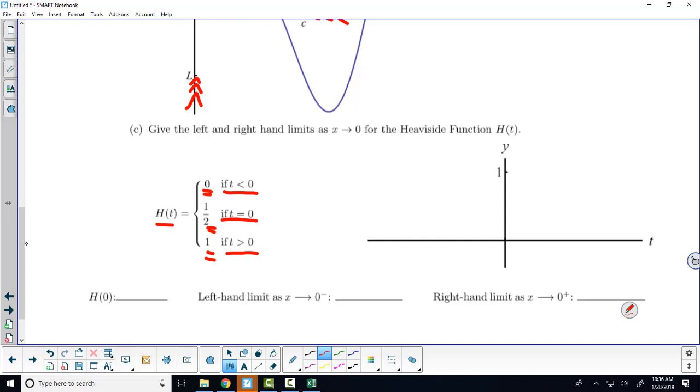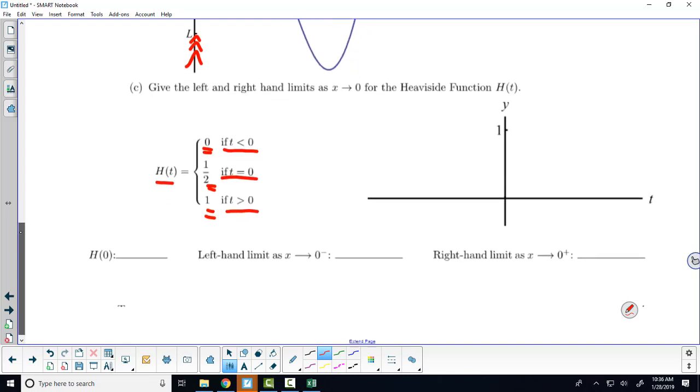So, let's go ahead and explore this function. First of all, what is h of 0 in this case? 1/2. h of 0 is 1/2, and that's just by the way it was defined. Well, the left-hand limit as t approaches 0 from the left, that's kind of redundant. I wrote the words left-hand limit, and I showed the direction of approach here from the left. Well, what would the left-hand limit be?